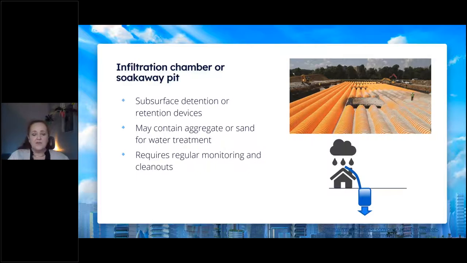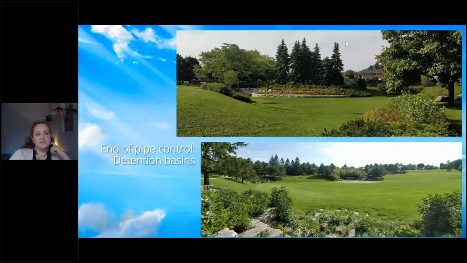Now, if you were using different components of LID that we've just looked at, which are small and going to be distributed throughout a development, such as bioretentions in your roadways or tree pits in your roadways, we still need to manage those stormwater events. We still need to have detention as well. And what we are starting to see a little bit more of in some municipalities is to provide that extra detention using something like a dry pond.